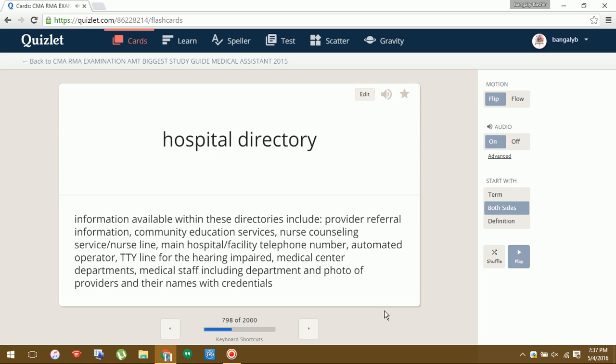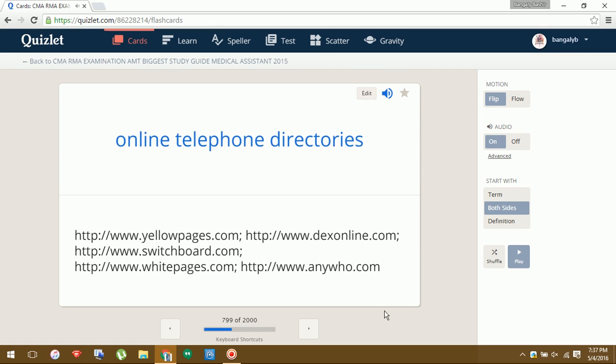Hospital directory. Online telephone directories: http://www.yellowpages.com, http://www.dexonline.com, http://www.switchboard.com, http://www.waterpages.com, http://www.anywho.com.